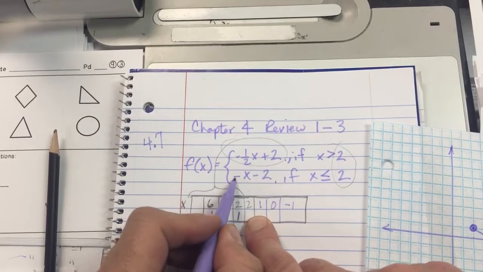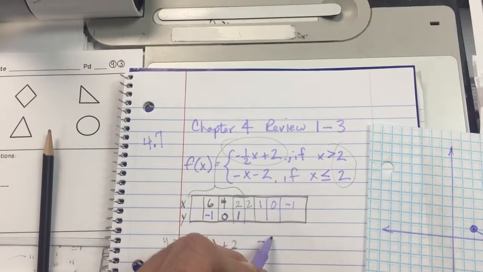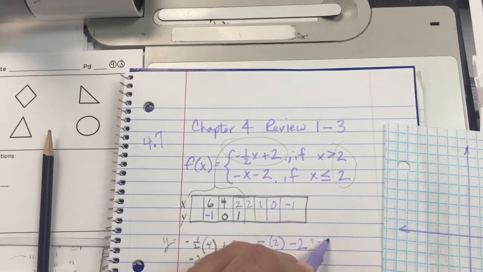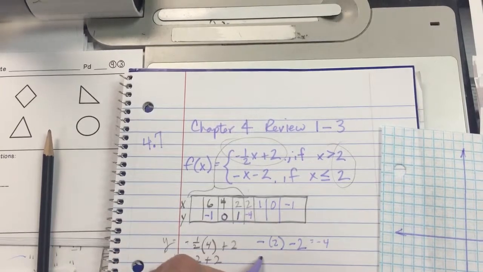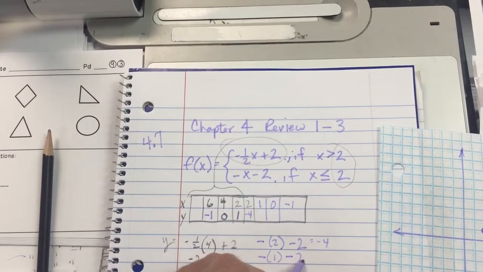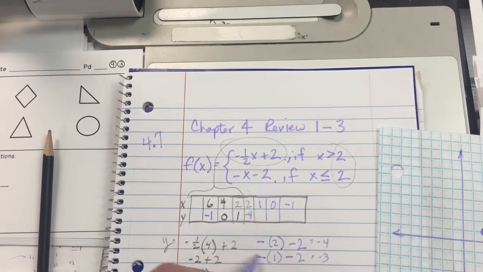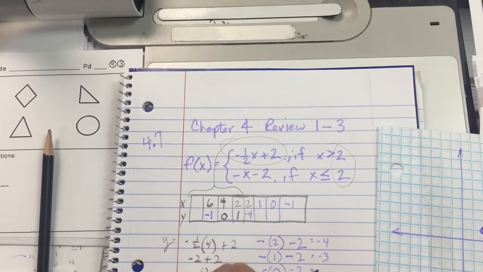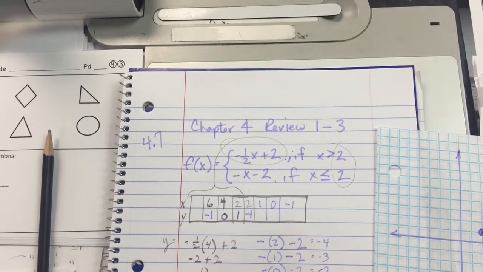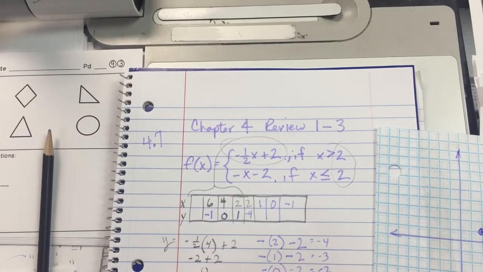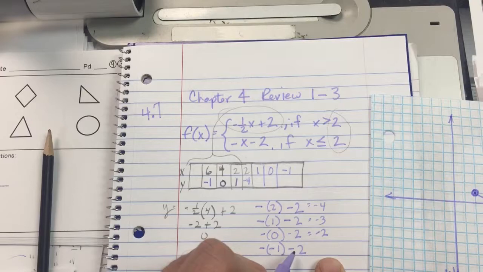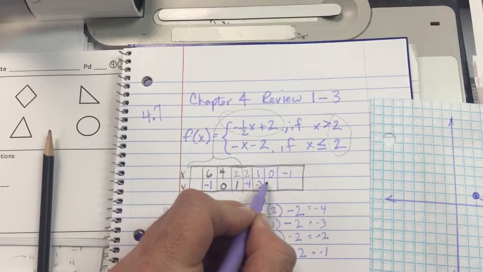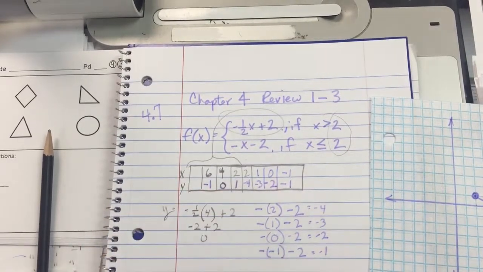So let's look at this. We're going to plug in 2: negative 2 minus 2, that's negative 4. We're going to plug in 1: negative 1 minus 2 would be negative 3. Plug in 0: 0 minus 2, that's negative 2. We put negative 1 in there: negative negative 1 is positive 1, minus 2 is a negative 1. So we got negative 3, negative 2, and negative 1.